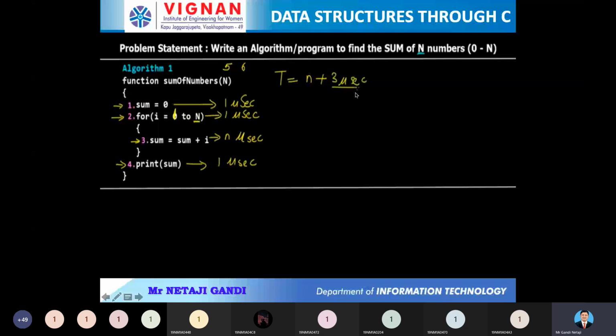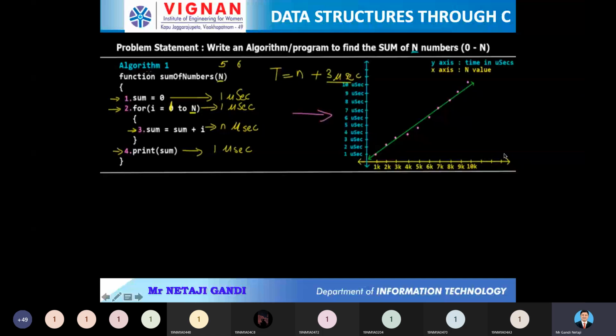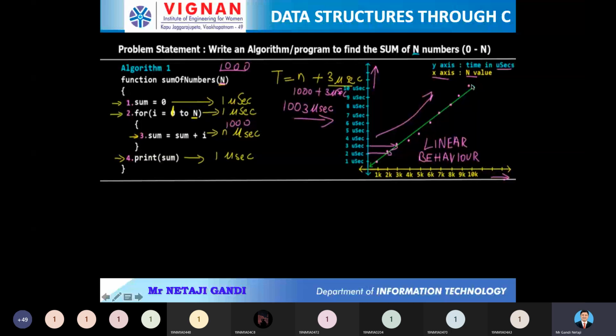Now what is the time complexity? What is the graph? On the x-axis I take the n values, that is the number of values for sum equal to sum plus i. And on the y-axis I take the microseconds: 1 microsecond, 2 microseconds, 3 microseconds. So the graph is linear. If the number of values on the x-axis is incremented, the number of microseconds also increases, and the graph gradually increases in a linear fashion. So it is not a curve, it is linear. That's why it is called linear behavior.